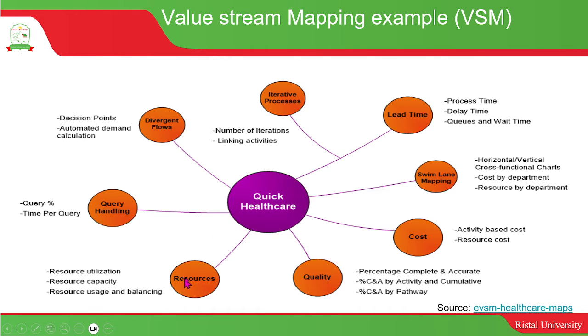We look at resources utilization, how resources are used at each department, the resource capacity. Here, when you talk of resources, we talk about both the human resource and also the material resource. Resource usage and balance. So if we talk about the human resource capacity, we'll be looking at, are we really having the right people at the right place, at the right time, from consultation up to the exit, all those departments.